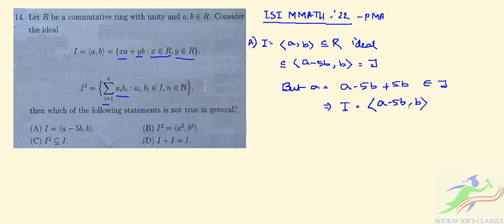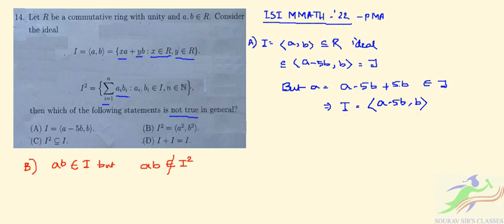So I have to find which of the following statements is not true in general. What is option B given? We have that ab is an element of I as given, right? But ab is not an element of I squared. So this option B is the incorrect option.